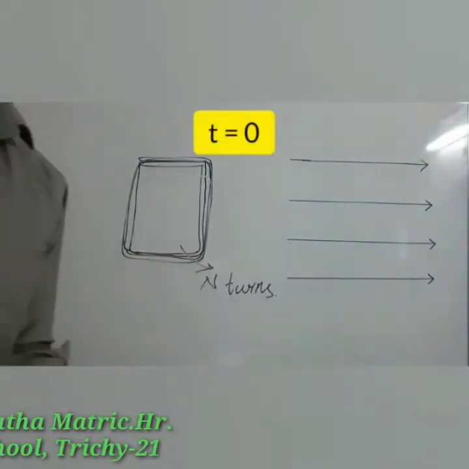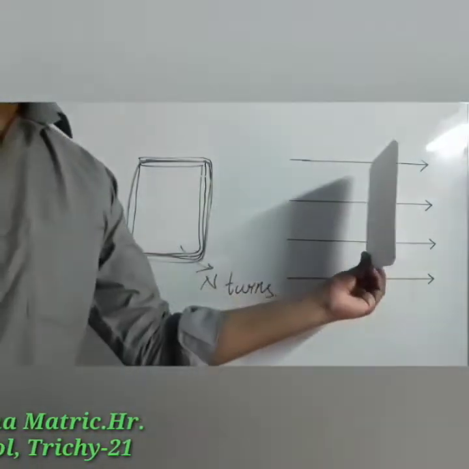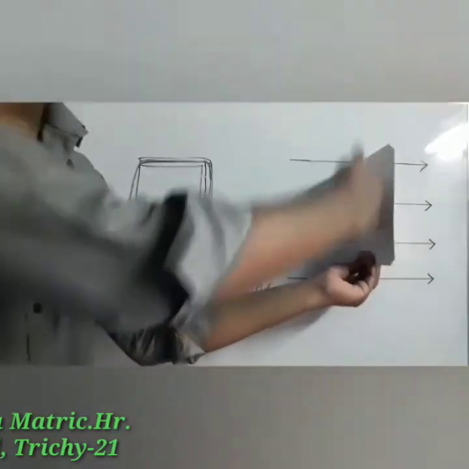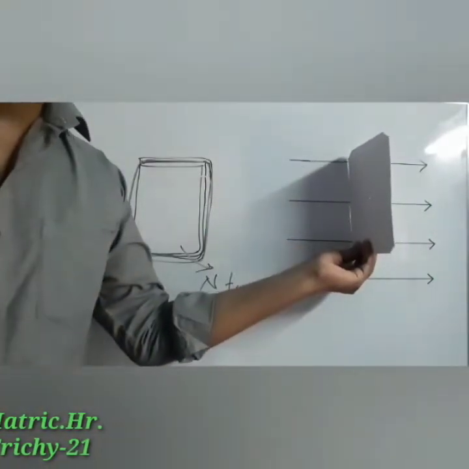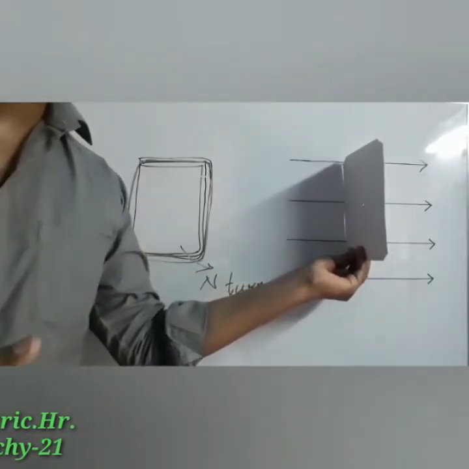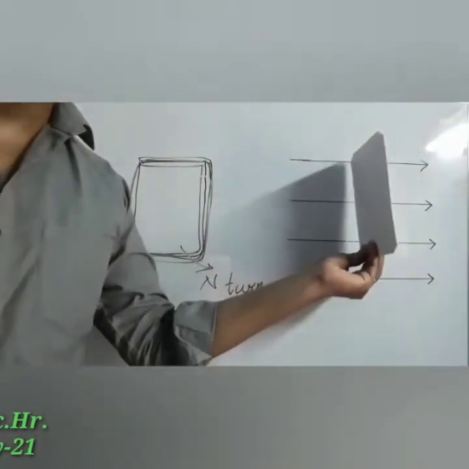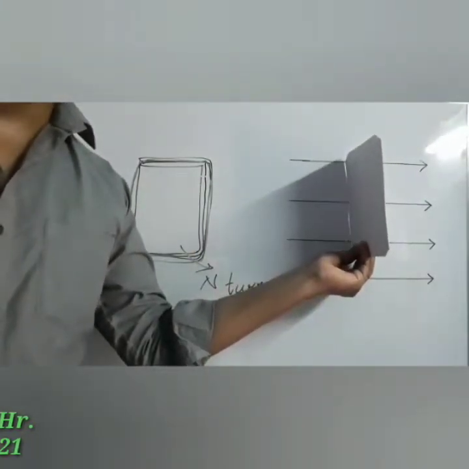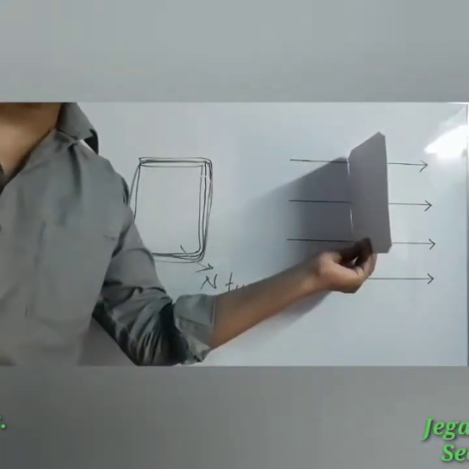At time t, the plane of the coil is perpendicular to the field. So the arrangement will be like this. The plane of the coil is perpendicular to the magnetic field, and the flux linked with the coil has its maximum value. Flux is nothing but the magnetic field lines passing through the area. Suppose you keep the rectangular coil like this, more field lines pass through that area, so the magnetic flux will be maximum.